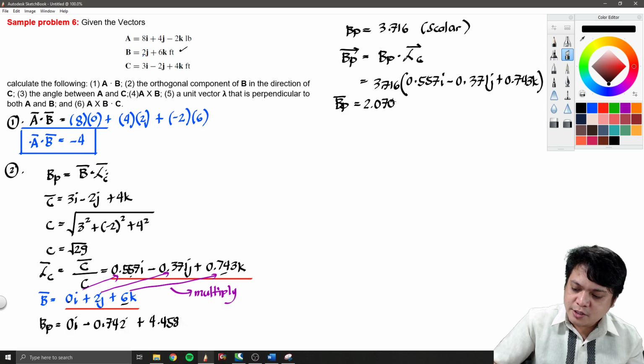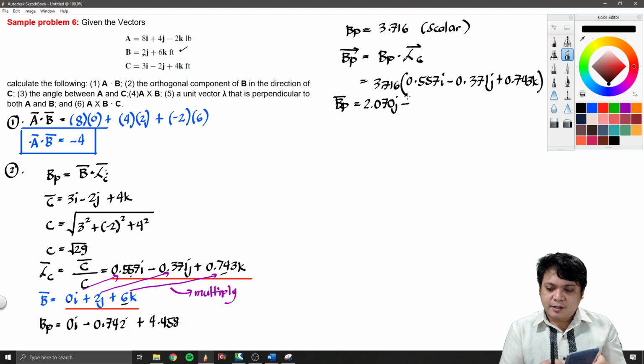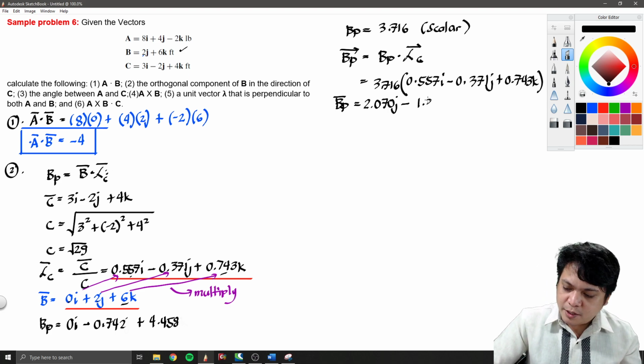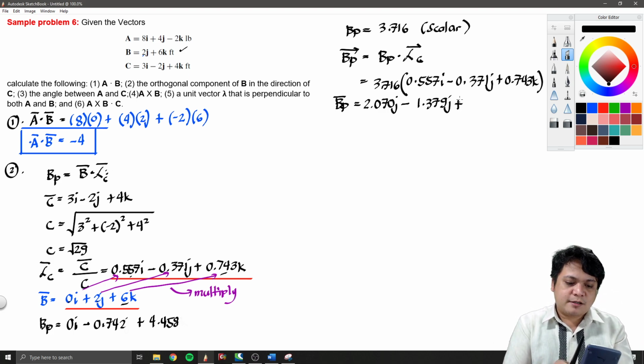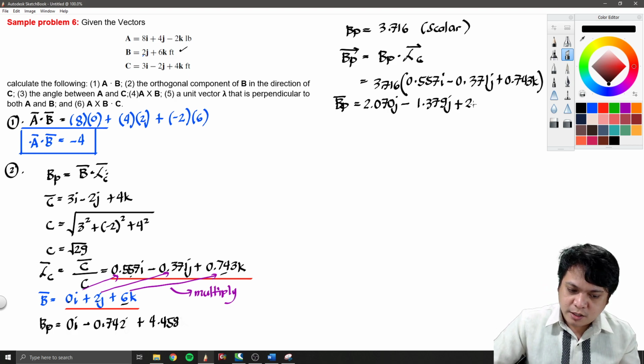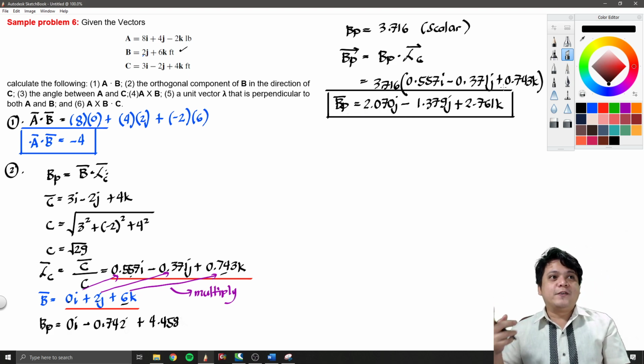So, your parallel now is equals to, i-distribute lang natin yon times 0.557, so that is 2.07 of i, and then minus, so that is 3.716 times 0.371, minus 1.379 of j, and then plus 3.716 times 0.743, plus 2.761 of k. So, this is now the parallel component of B doon sa ating C.